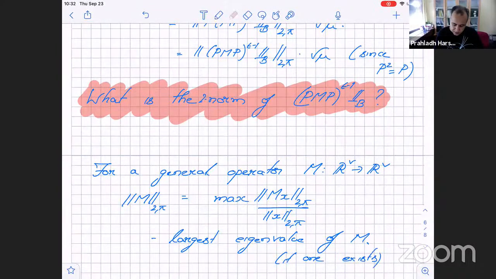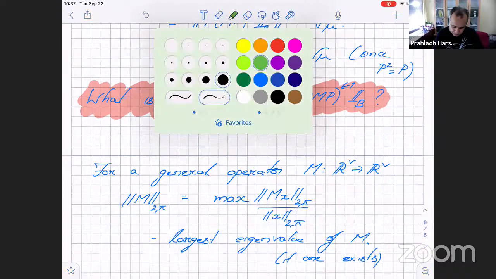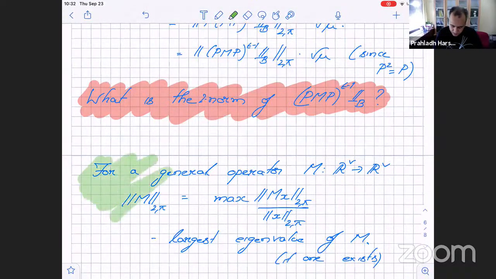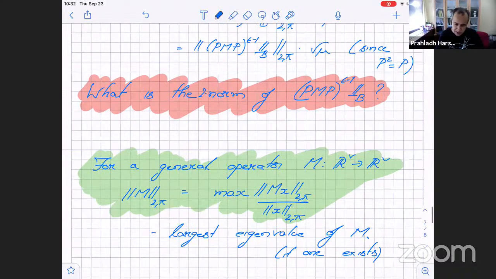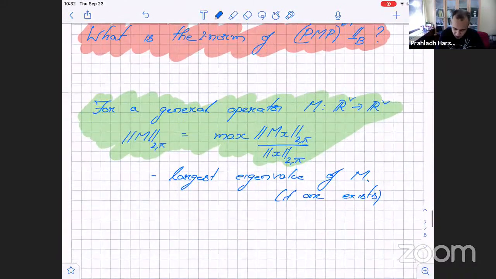Let's define this object, because this is why I want to find out the norm of (PMP)^(T-1) 1_B. I don't know how to do it for the specific B, therefore I'm going to define a more general thing and find out if I can do it for that setup. Let's make some quick observations of this norm.